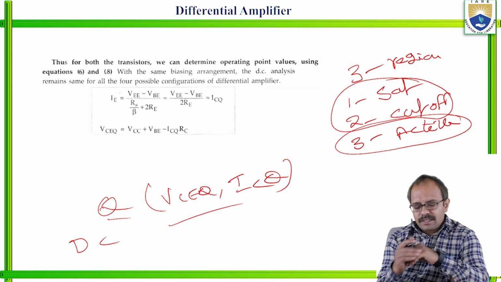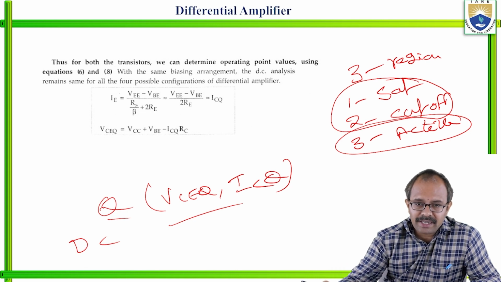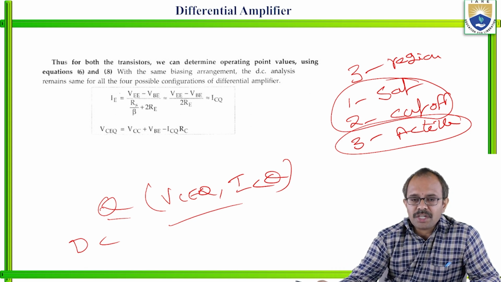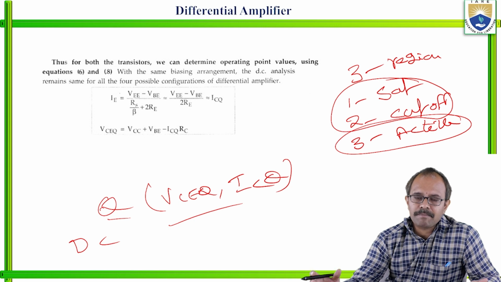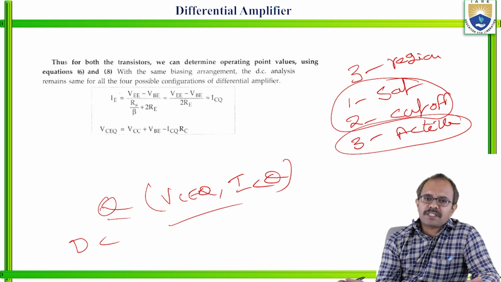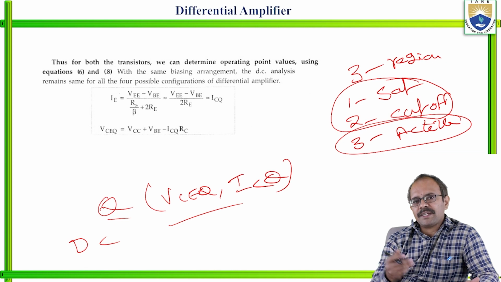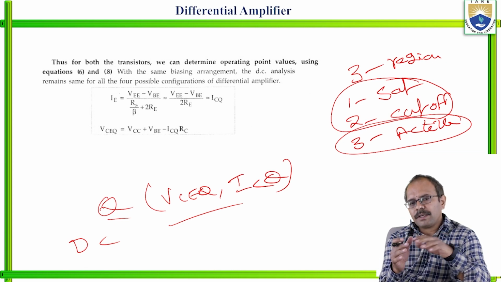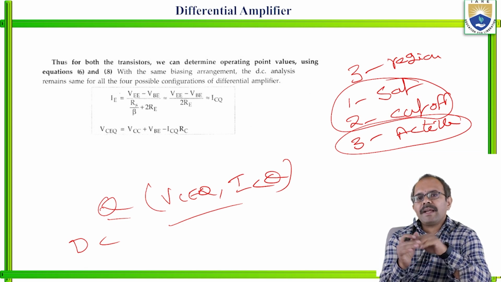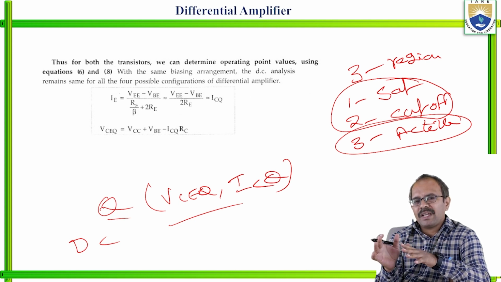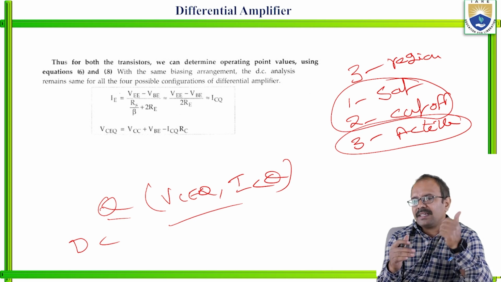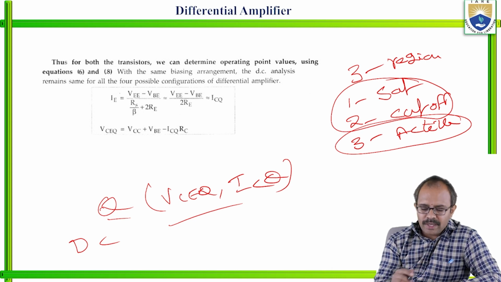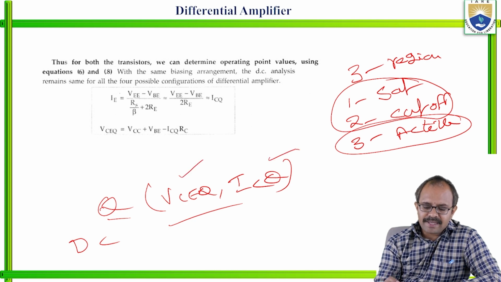in the active region, right? And finally we reach the conclusion of your DC analysis. The purpose of DC analysis is nothing but to determine the operating point or Q point of the differential amplifier circuit, and we have seen the steps for how to perform the DC analysis. That is by applying KVL to the input and KVL to the output ports of your differential amplifier circuit, and by making some standard assumptions we are able to find VCEQ and ICQ.